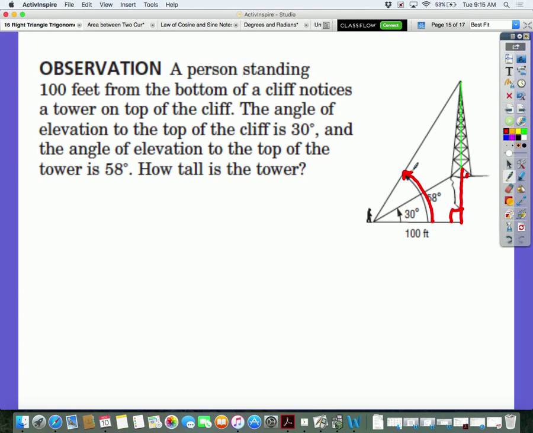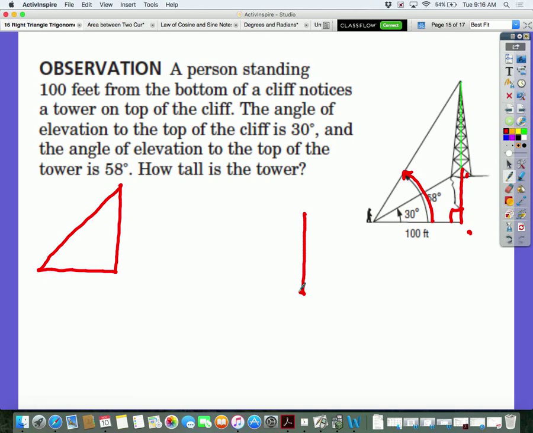Any suggestions of what we can do to find the height of the tower? Right, you can find the length from the bottom to the top of the tower, the actual bottom at 100 feet, and then find the length of the cliff, because you just subtract. There you go. Brian says that we can find that length from the top of the tower all the way down to that bottom part right there. We can find that length.